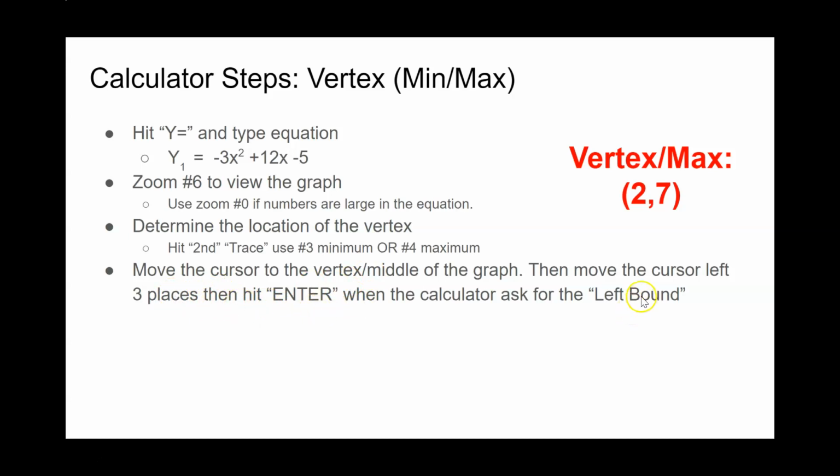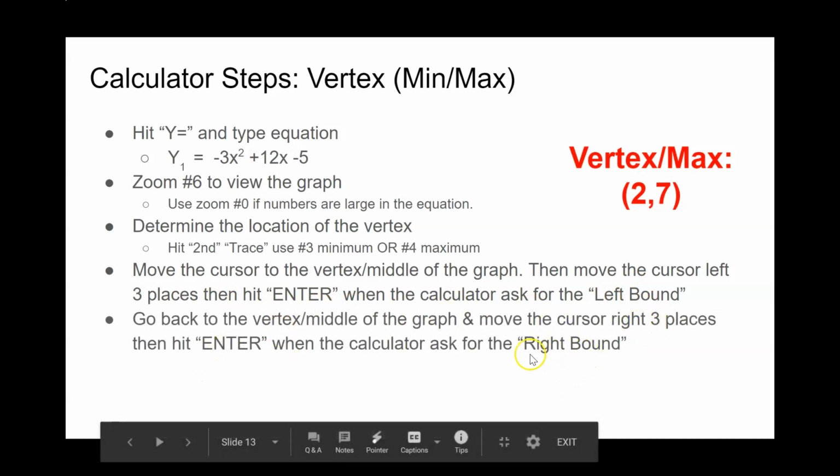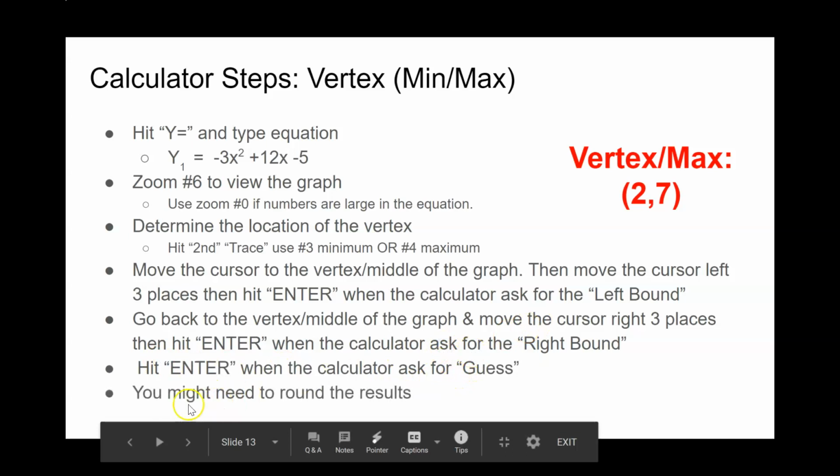Now I just say go over 3 places, but you can go over any amount you want to. Then hit enter because that's when it asks for the left bound. Then we're going to go over 3 places to the right, and hit enter for right bound. Remember, if it says guess, just hit enter. You can just bypass that, and you might sometimes need to round the results.